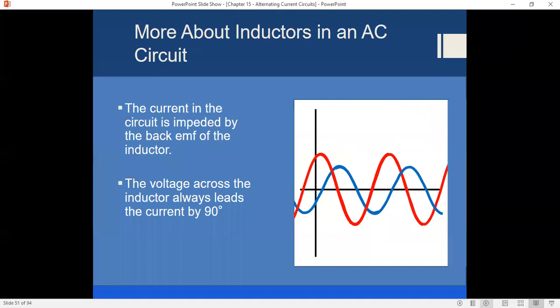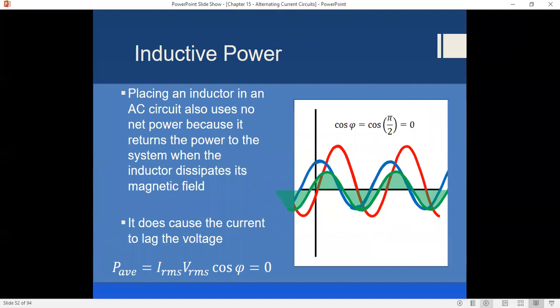Now, our inductor. We're going to have a very similar situation here. The main difference that we have is that the voltage leads the current by 90 degrees. So, instead of negative 90 degrees, we have positive 90 degrees. Again, calculating the power for the system, our phase angle is 90 degrees or pi over 2 radians. So when I do my calculation again, cosine of 90 degrees is 0. So the whole power is 0.